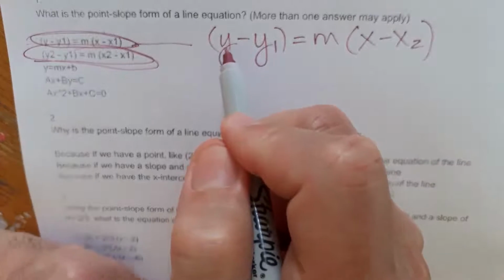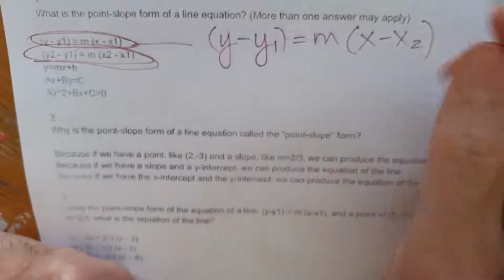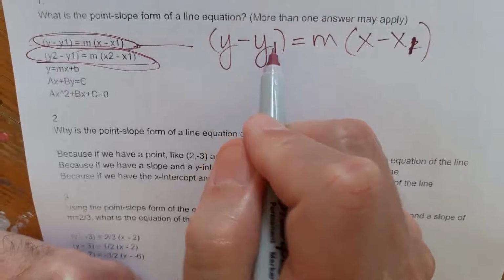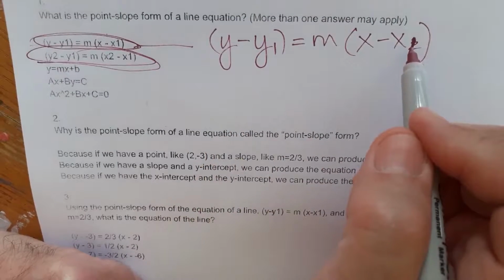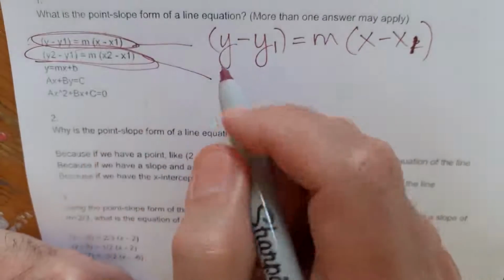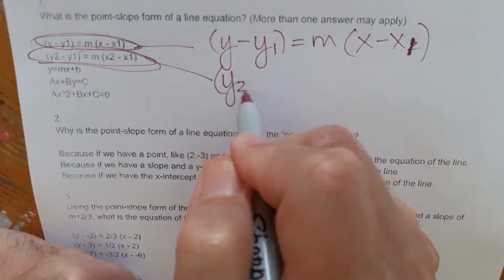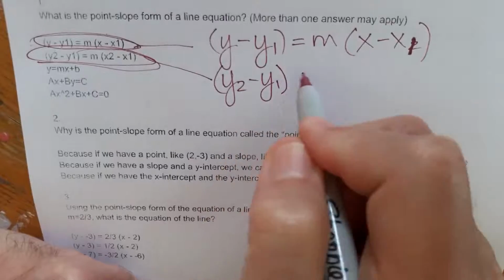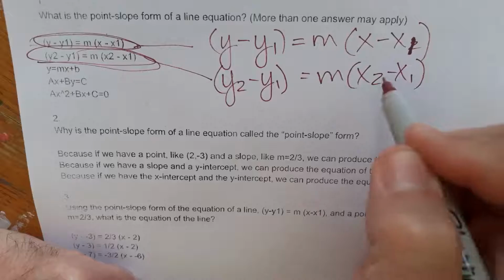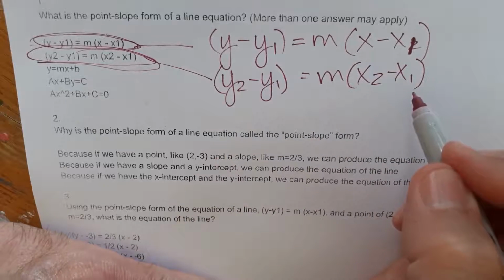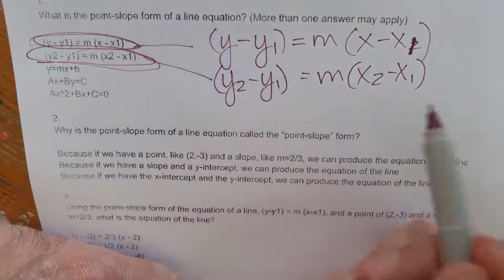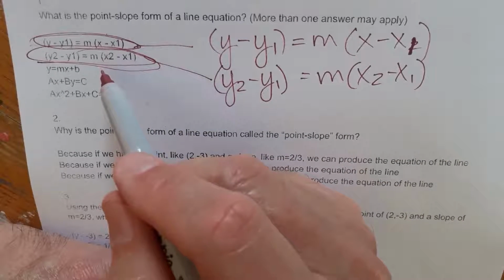Now notice we didn't label x1. Sorry, I'm getting a little ahead of myself and I'm starting to make mistakes. Okay, so y1 is here, x1 is here. There's no x2 and y2 in this format. However, it's equally correct to write y2 minus y1 equals m times x2 minus x1. Okay, this is an equally correct way to write the point slope form of a line equation. Both here, two answers are right.